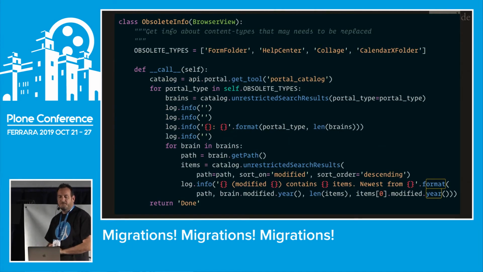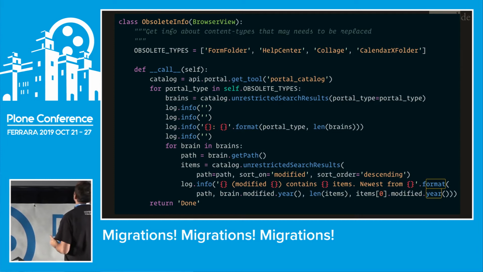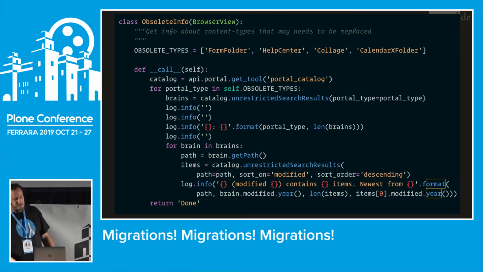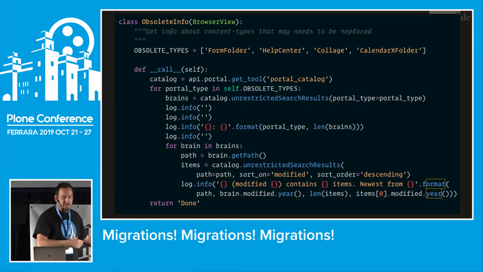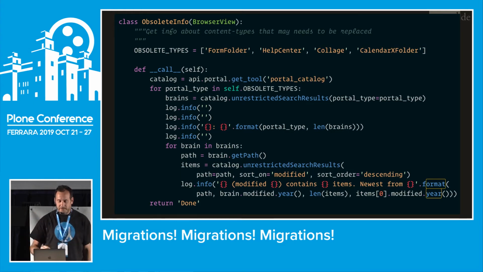Another thing I like to do is find out where the content is that needs to be removed at some point. When you find out what kind of add-ons you have, you see here we have Plone Form Gen, Help Center, Collage, and Calendar X folder. These are in that project. These were used quite a lot, and it tells me now, okay, where is that? How many items are in there? Because most of them are containerish. Which one was created? From which year are these items?